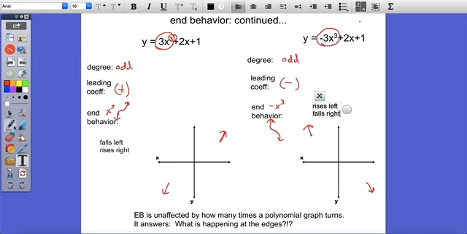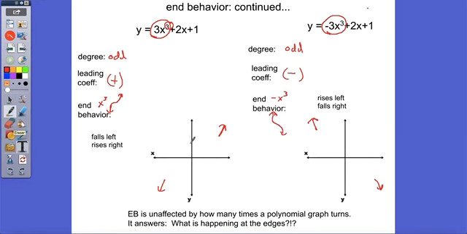Okay, so take-home message: end behavior is unaffected by how many times the polynomial graph turns or by the x-intercepts. It answers the question, what is happening at the edges? Remember, it could turn once, twice, three times. It could look like this, or it could have just looked like that, with the same end behavior. That's the take-home message.